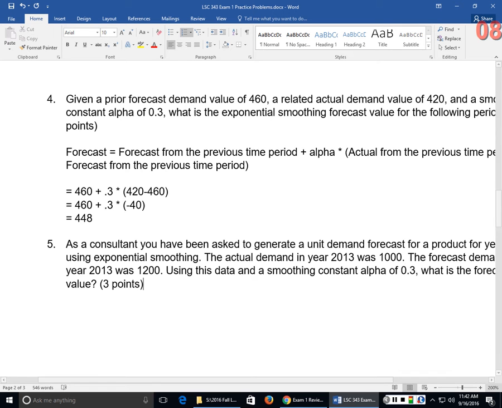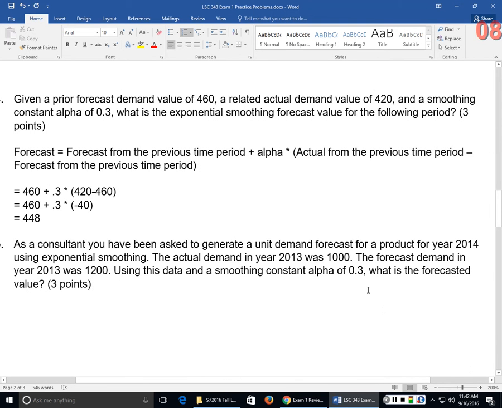And then we're going to do, as a consultant, you have been asked to generate a unit demand forecast for a product for year 2014 using exponential smoothing. The actual demand in year 2013 was 1,000. The forecast demand in year 2013 was 1,200. Using the data and a smoothing constant of 0.3, what is the forecasted value? Tell me your first name again. Ryan. Okay, Ryan, help me out with that one.